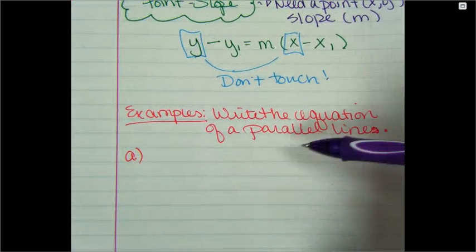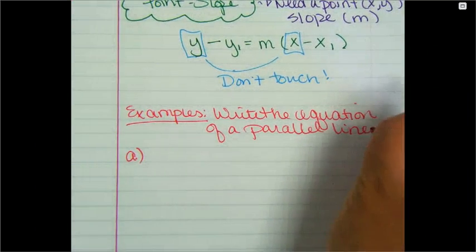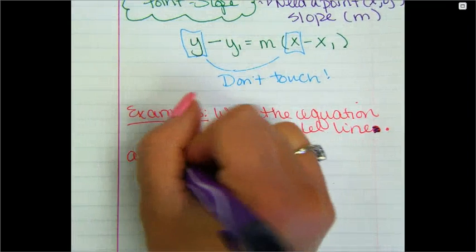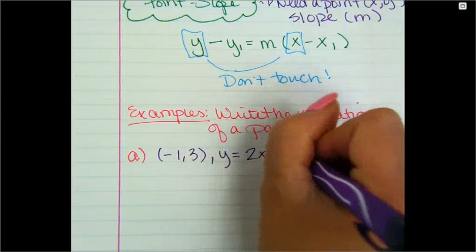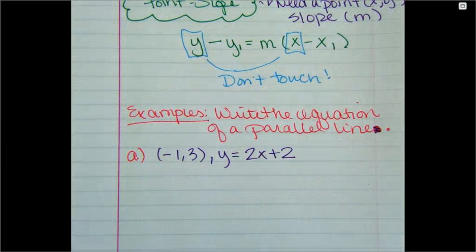Okay, so write the equation of a parallel line, not lines. Our point is -1, 3. Our line is y equals 2x plus 2. So what I'm telling you is this. I have a line. The line is y equals 2x plus 2. Correct? Now, for me to write the equation of a parallel line, I have a point. Now, I need a slope.